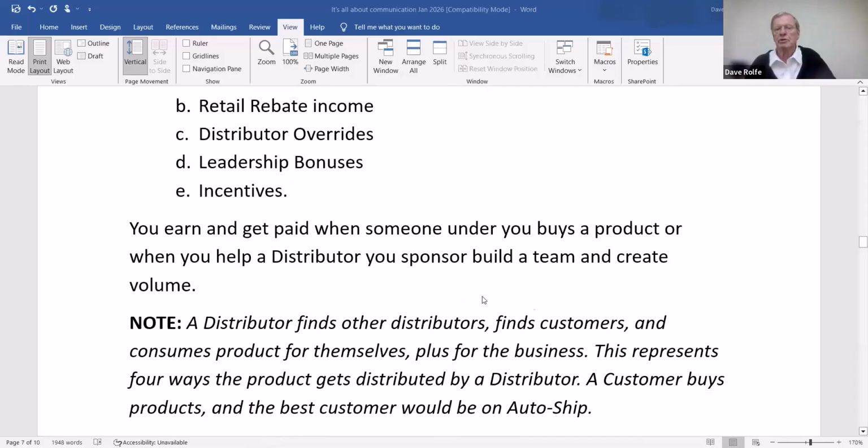You earn and get paid when somebody underneath you buys a product, or when you help a distributor you sponsor build a team and create volume. No other way. There's no other way you make money in this business except that way.